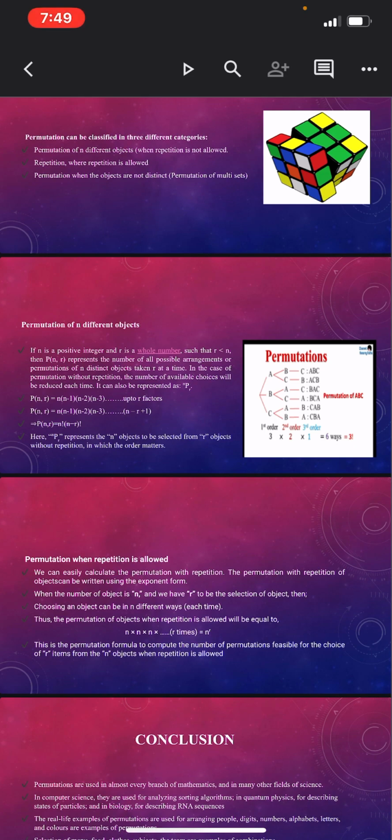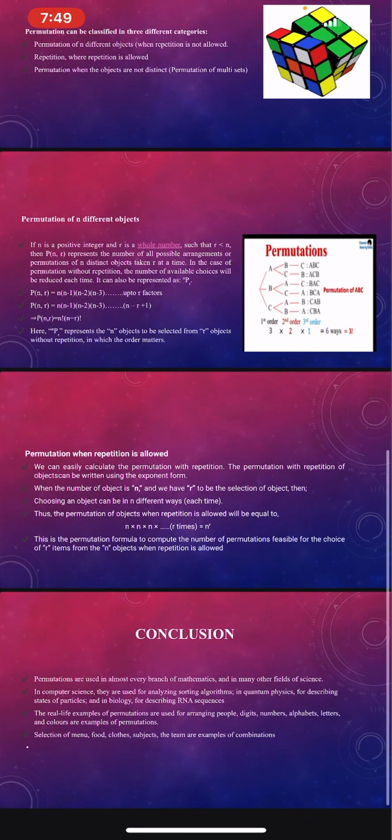The next type is permutation when repetition is allowed. The permutation can be easily calculated when repetition is allowed. Choosing an object can be done in n different ways. Thus, the permutation of objects with repetition is equal to n into n and so on, r times, which is equal to n power r. This is the permutation formula to compute the number of permutations feasible for each choice of r items from the n objects when repetition is allowed.